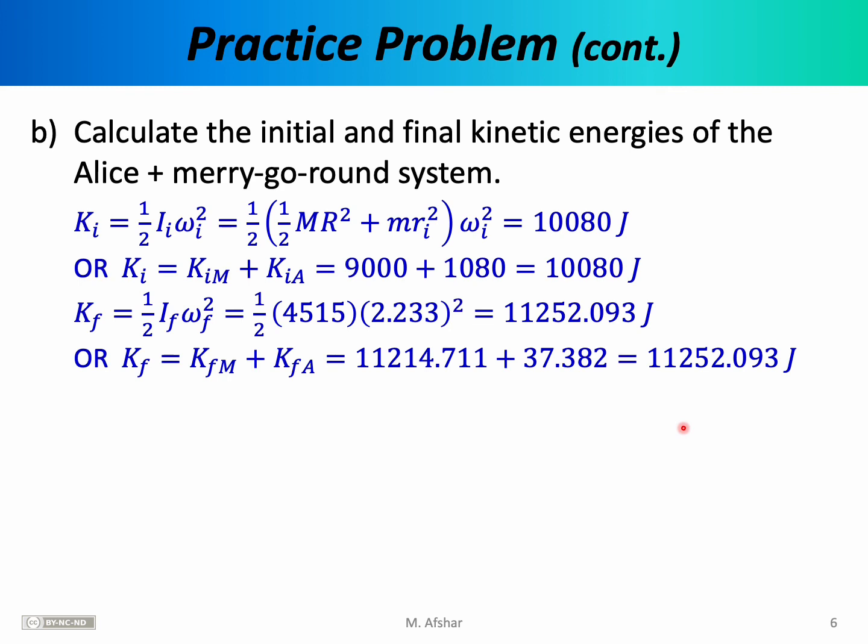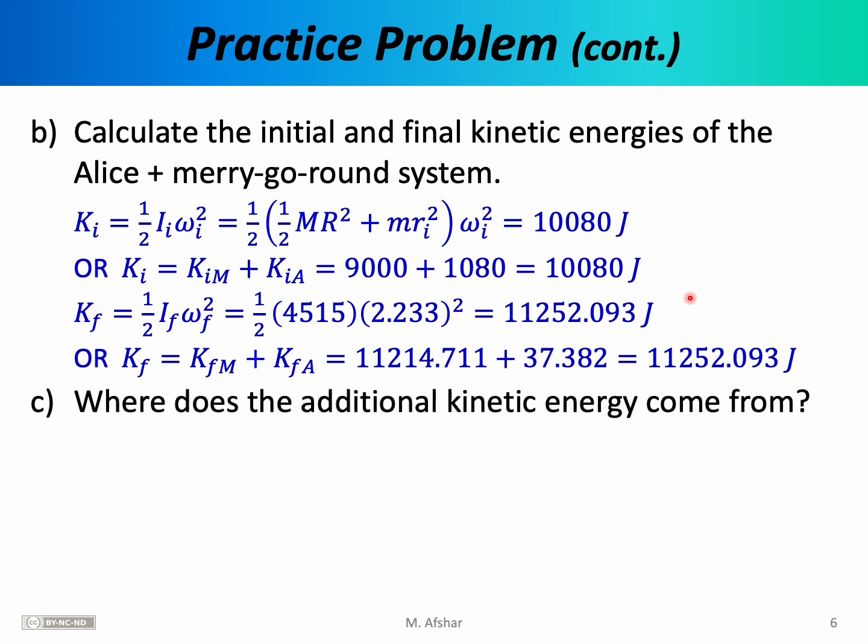Now, this result might seem a little strange. After all, Alice is walking towards the center, and in doing so, almost seemingly magically, she's speeding up the merry-go-round without any help from an outside agent. And clearly, the kinetic energy of the system is increasing. The system started with roughly 10,000 joules of energy, and it ends up with roughly 11,000 joules of energy. So where does this energy come from? How is it possible that the kinetic energy of the system magically increases?